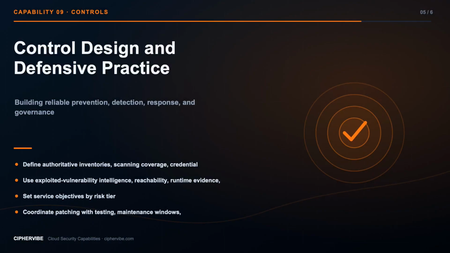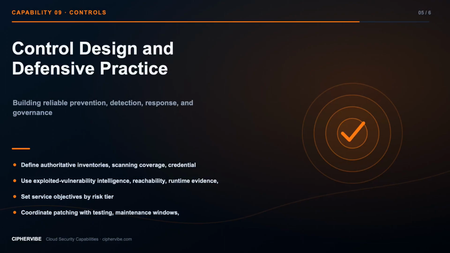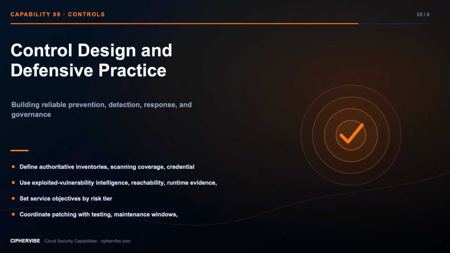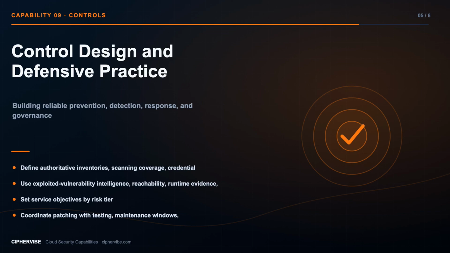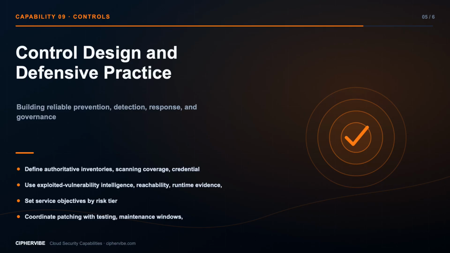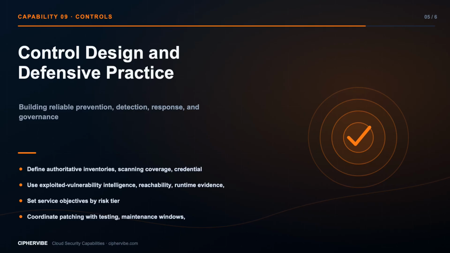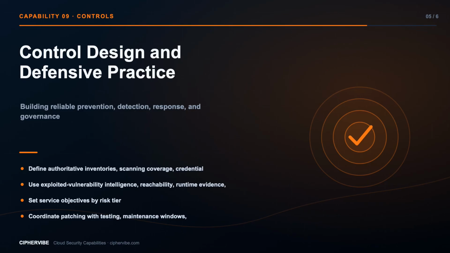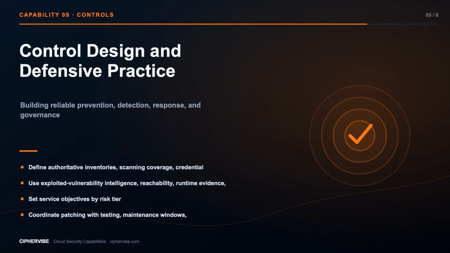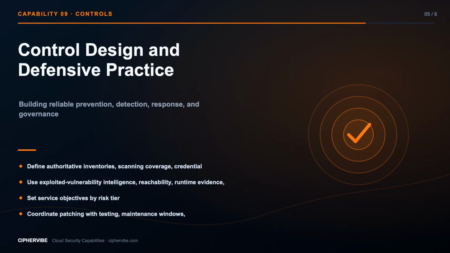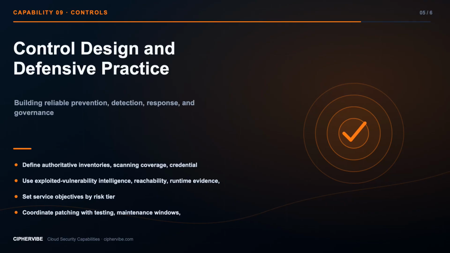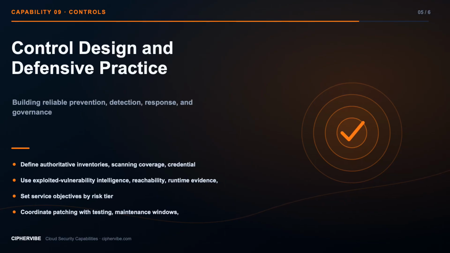A dependable vulnerability and exposure management program uses defense in depth. No single scanner, policy, gateway, or agent should be expected to carry the entire outcome. First, define authoritative inventories, scanning coverage, credential health, freshness, and ownership expectations. Second, use exploited vulnerability intelligence, reachability, runtime evidence, and attack path context. Third, set service objectives by risk tier and provide governed exceptions with expiry and compensating controls.